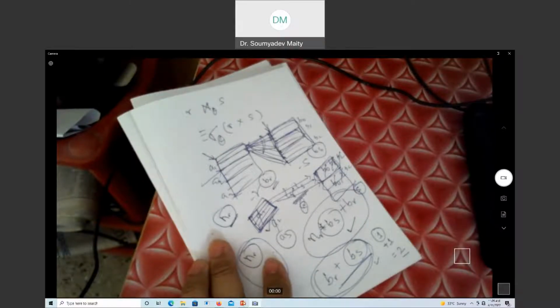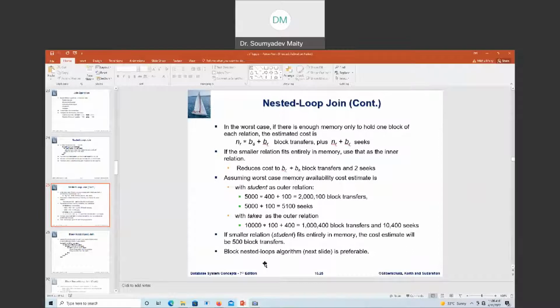So which is the optimal case? What we can see is that in nested loop join, if one of the relations is sufficiently small that it can be accommodated entirely inside the main memory, then we can easily use the nested loop join with the minimum cost: BR plus BS block transfers and 2 head seeks.